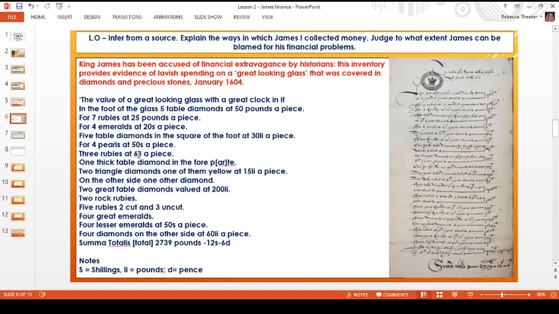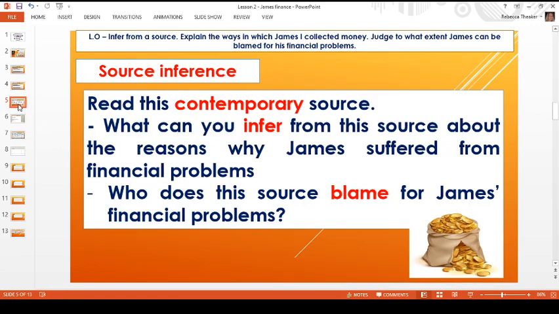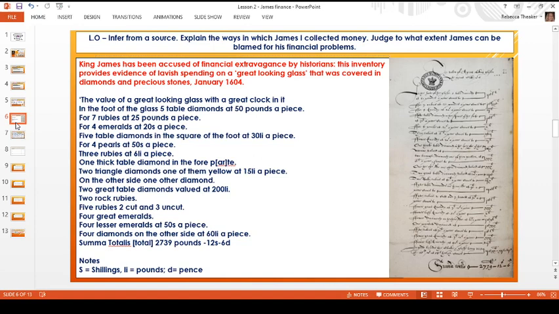If you're wondering what some of the little symbols mean, it says at the bottom here, S stands for shilling, LI stands for pound, and D stands for pence. So all of that is talking about the financial cost of it. Okay, so give it a read. And then you are answering these 2 questions here. What can you infer about the reasons why James suffered from financial problems, and who does this source blame for his problems? So pause me now and answer those questions, please, and give this a read.